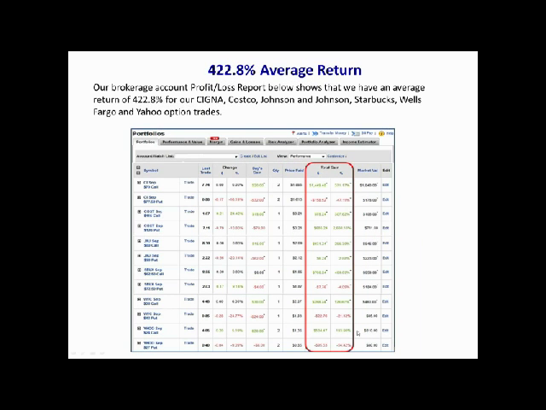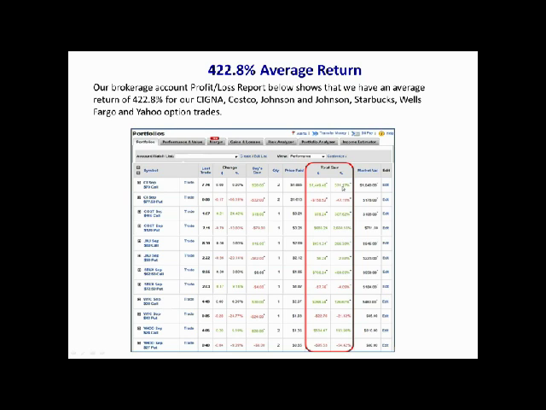Okay, here's a snapshot of a portfolio of market neutral spreads. This is for Cigna, Costco, J&J, Starbucks, Wells Fargo, and Yahoo. And this is the open trade snapshot. In this column here, it lists the profit, the open trade profit for the option and the percent return.